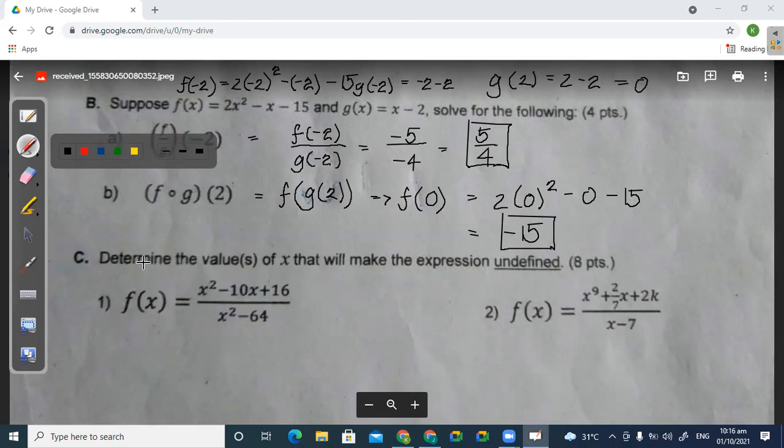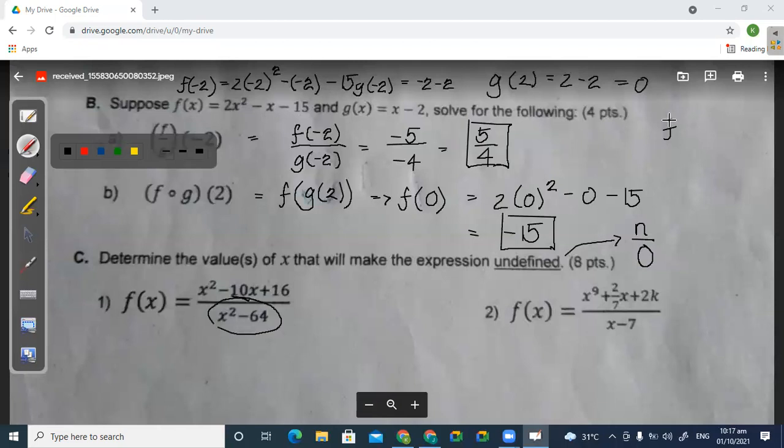So, dito sa C, determine the value or values of x that will make the expression undefined. So let's first define what is undefined. Undefined, yan yung division by 0. Numerator mo is not equal to 0, then yung denominator mo is equal to 0. In rational functions, to identify yung value ni x na makapag-undefined sa function natin, denominator 0, n over 0.